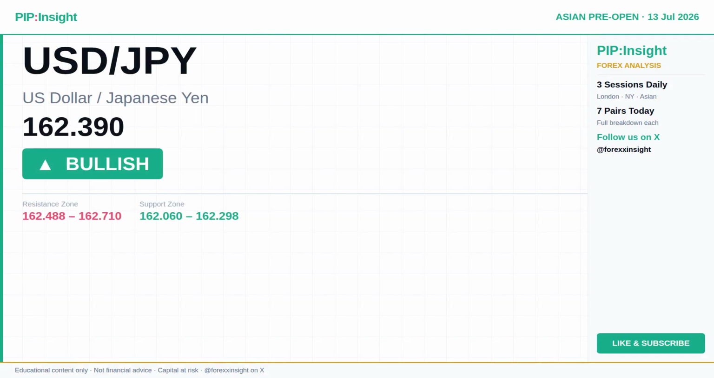Dollar yen. The chart is showing bullish structure on this session. The 4-hour trend is to the upside and the 1-hour is also pointing higher. Resistance is marked between 162.488 and 162.71. Support is marked between 162.06 and 162.298. Here is the full chart breakdown.